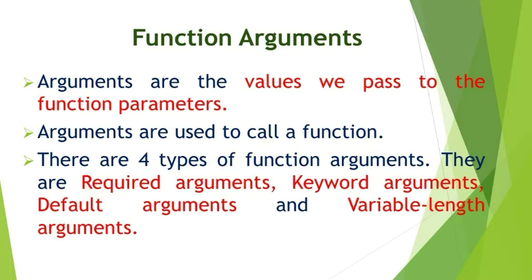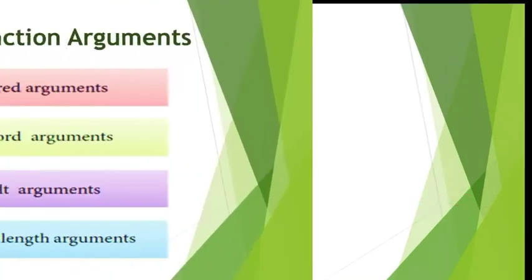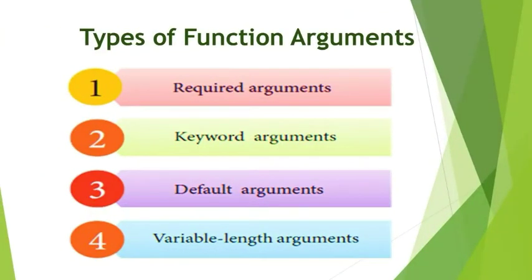Okay. So there are 4 types of function arguments. What are they? Required arguments, keyword arguments, default arguments and variable length arguments. So we can pass 4 types of arguments to parameters. Okay. So let us discuss them one by one.